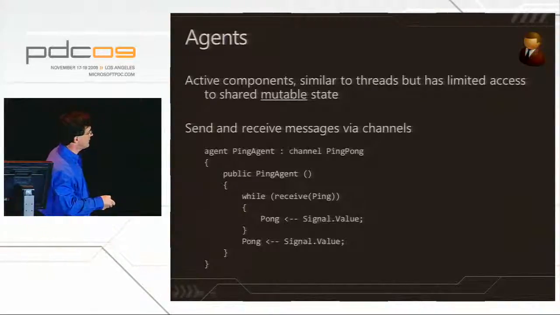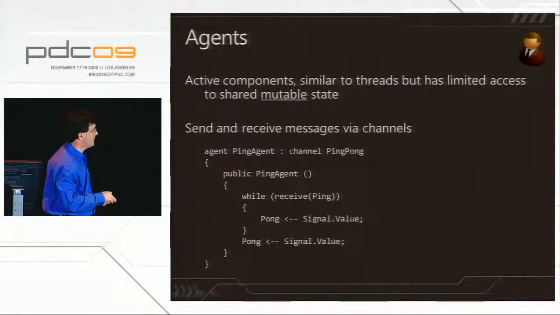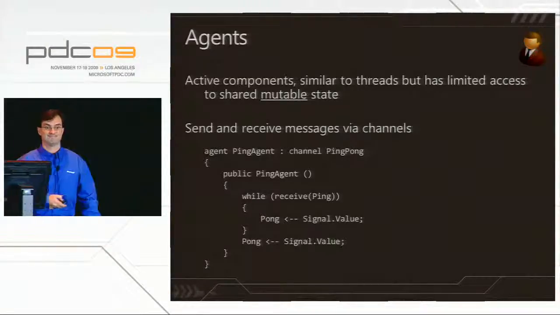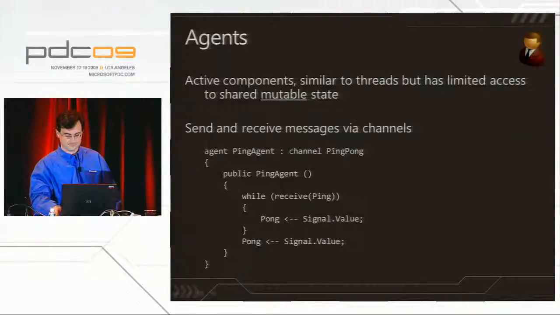There's a thing called receive, right? There's a channel here. So the agent actually implements a channel. We'll talk about that later. And this little left arrow here is a send. Okay. Both receive and send are expressions.